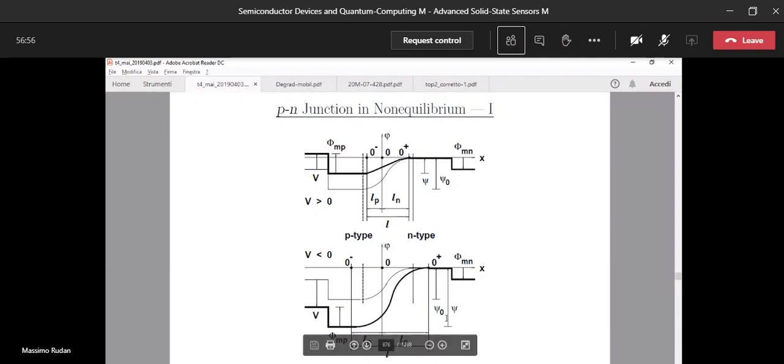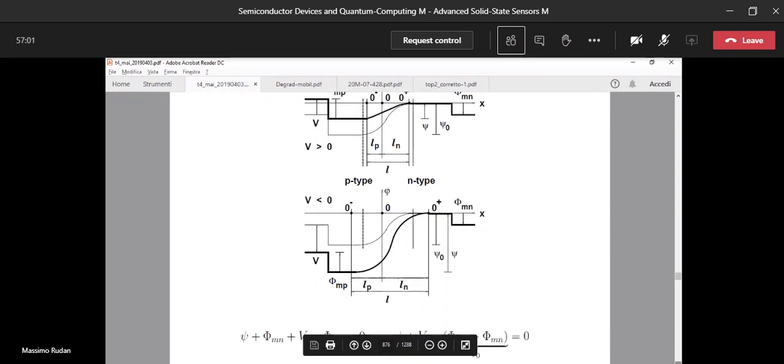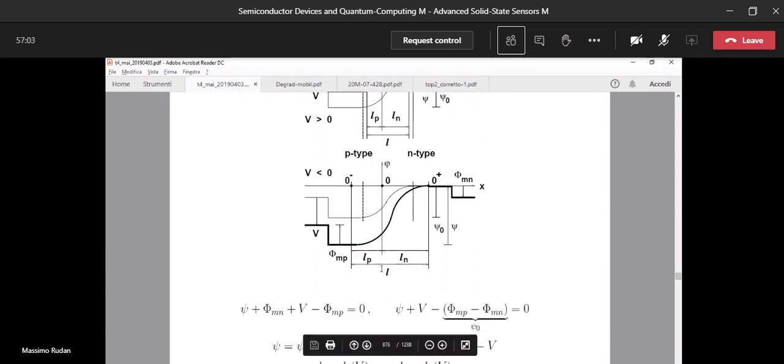When we go to the lower part of the figure that corresponds to a reverse bias, we have the dual situation. This horizontal line on the left will go down because V is negative. The discontinuity will stay the same. The neutral region, again, will have a constant potential until we reach the edge O minus of the space charge region.